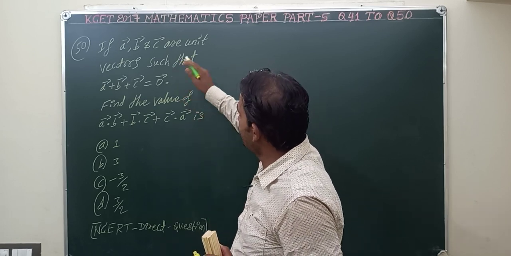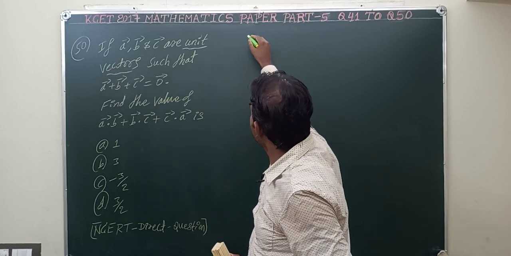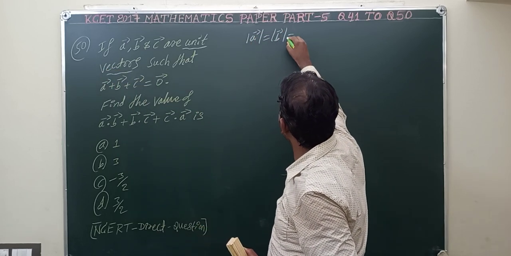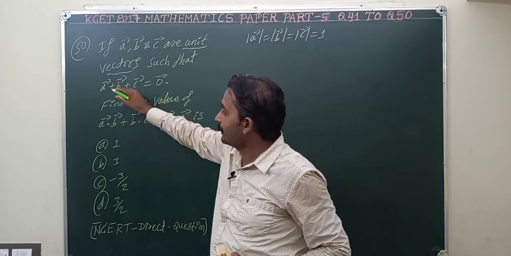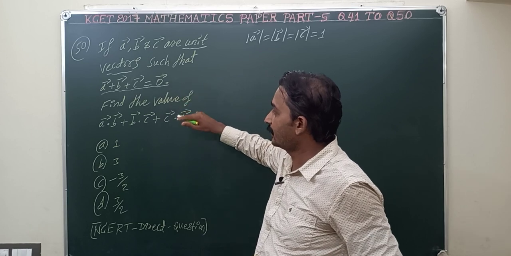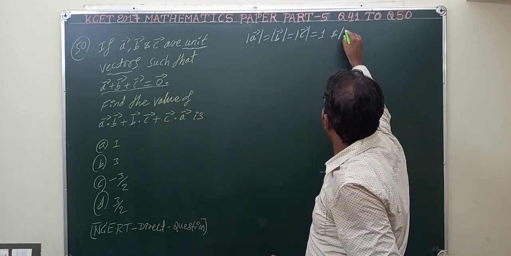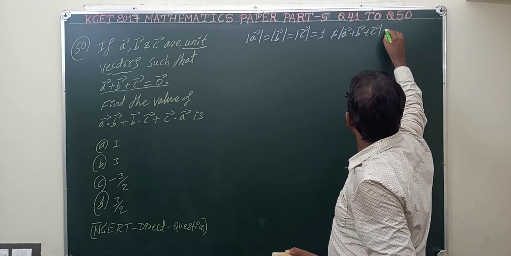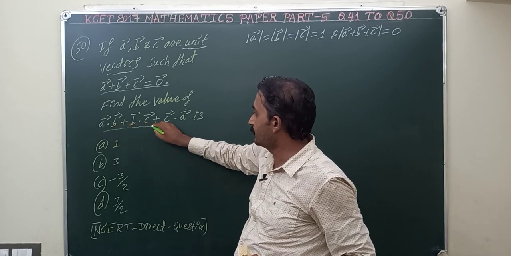If A, B and C are unit vectors, very carefully observe, unit vectors means magnitude of A equal to magnitude of B equal to magnitude of C, all equal to 1 unit, such that A plus B plus C is equal to 0 vector, so magnitude becomes 0 in this case. Means magnitude of A plus B plus C is equal to 0. Using these two conditions we have to find out A dot B plus B dot C plus C dot A.